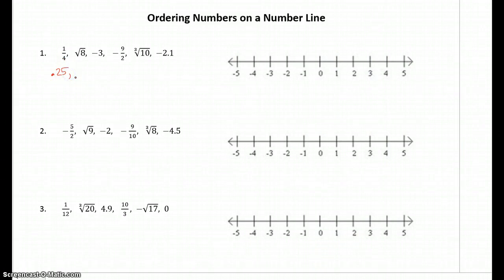If you use the square root button on your calculator, the square root of 8 is 2.8. And you should know that that should be between 2 and 3 because 2 squared is 4 and 3 squared is 9. Negative 3 we don't need to do anything with. Negative 9 over 2 you should know is negative 4.5.